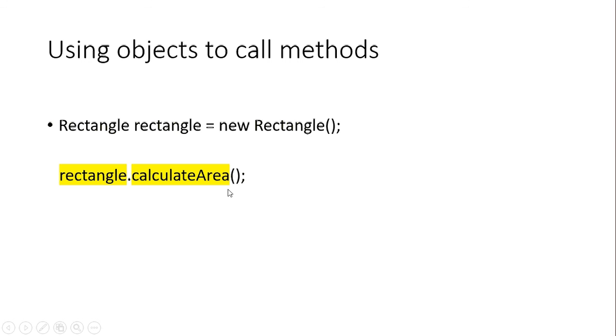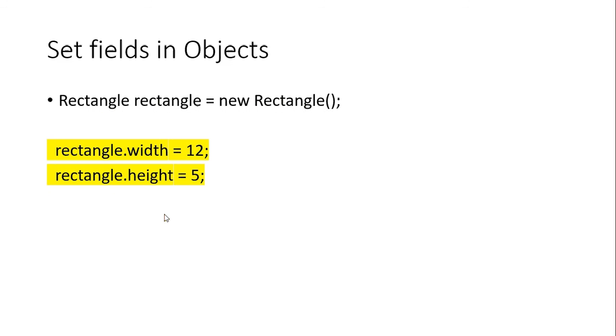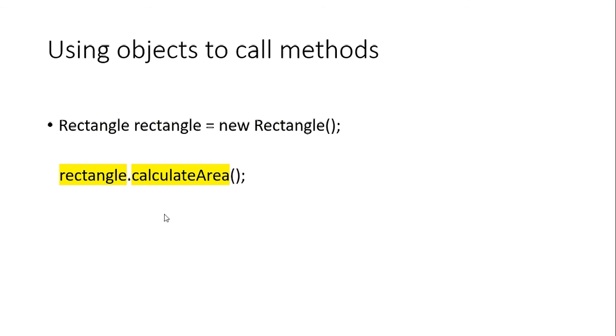So this is how we create the objects for that class, then we specify fields for that object, and then we call methods for that object.